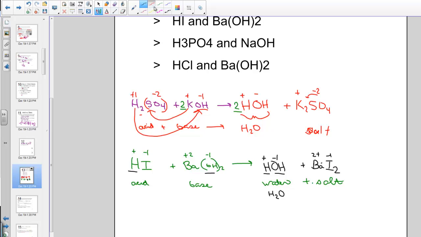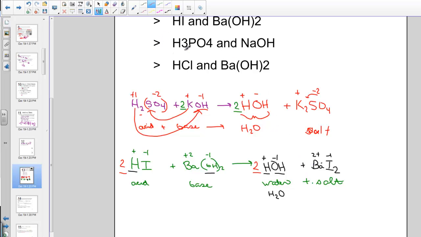We need to balance. It would take 2 acid ions to neutralize both of those base ions, giving us 2 water molecules. A 2 to 1 to 2 to 1 balances that equation.